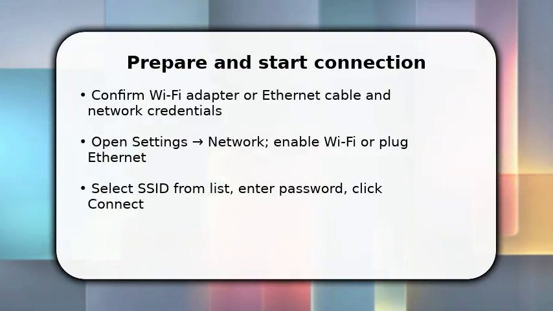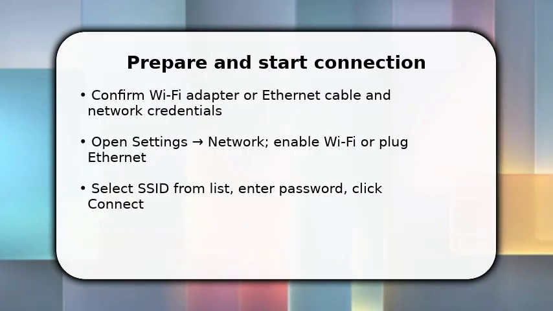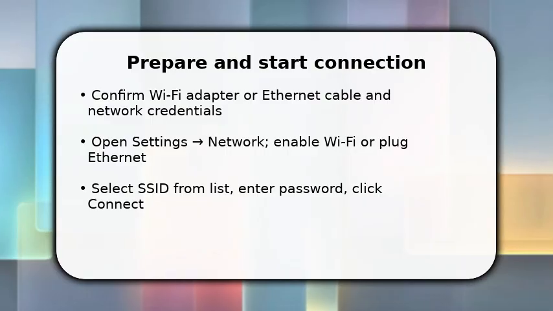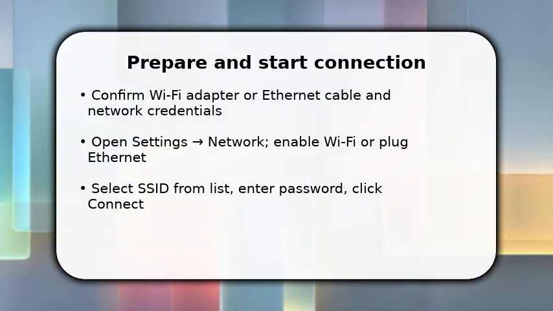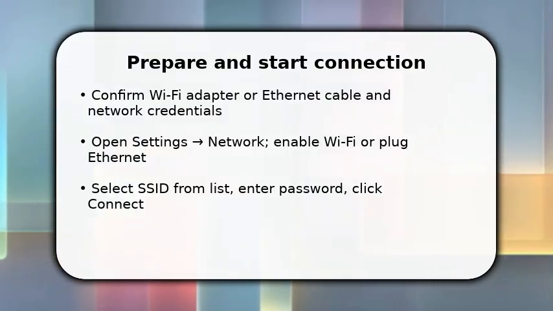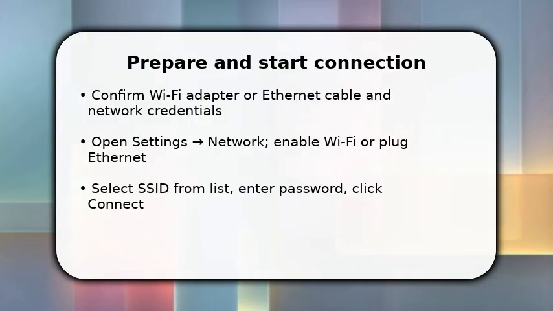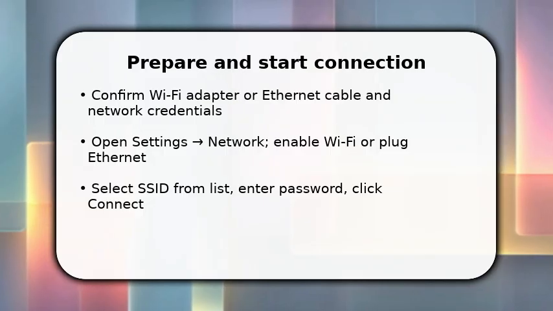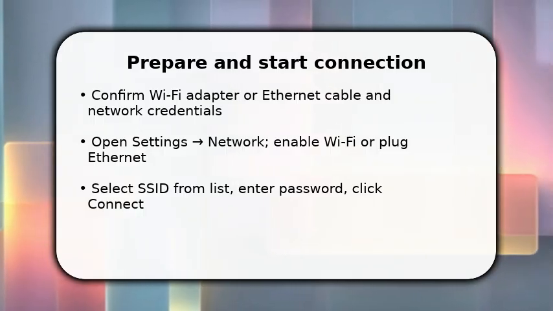You start by confirming hardware and credentials so nothing blocks DHCP. Open Zorin settings and go straight to network. Enable Wi-Fi or plug the Ethernet cable. You choose the SSID from the list and enter the password when prompted. Once done, the system requests an IP from the router via DHCP.